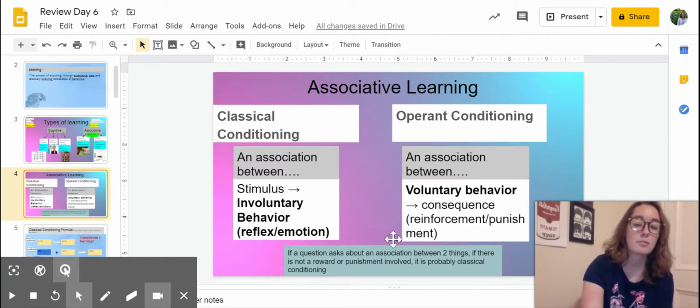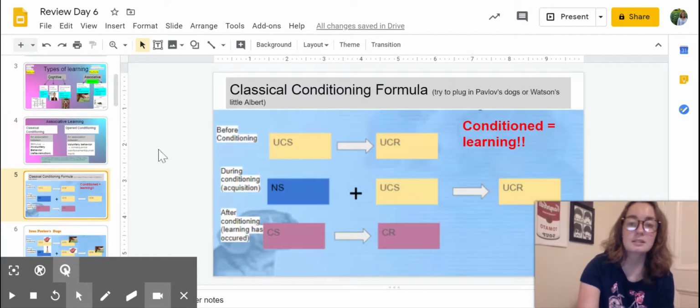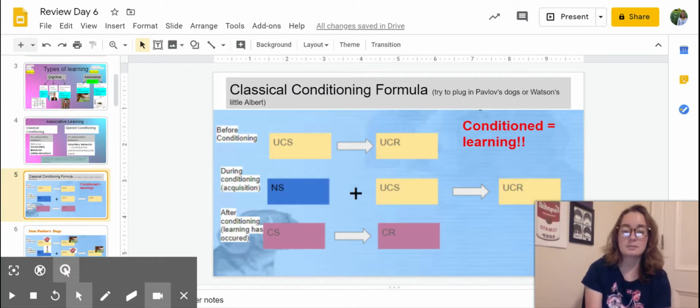But really, the reward or punishment is what's going to set it apart as being operant conditioning. So let's get started with classical conditioning first. So we have our magical formula here.